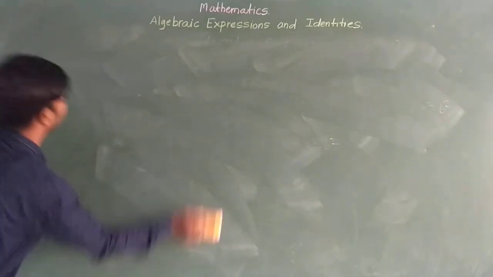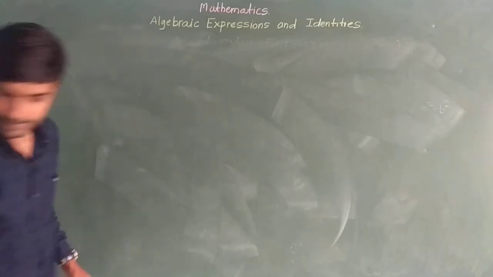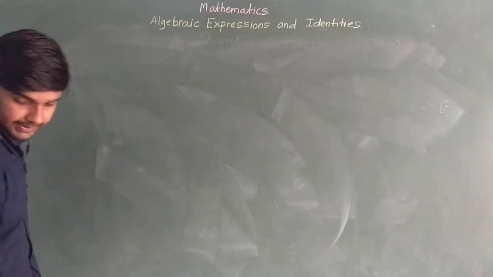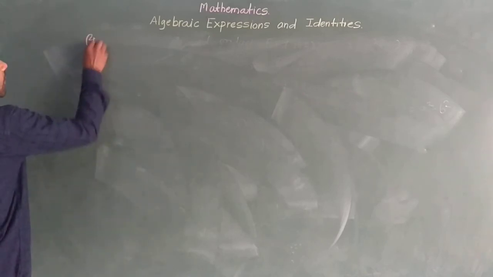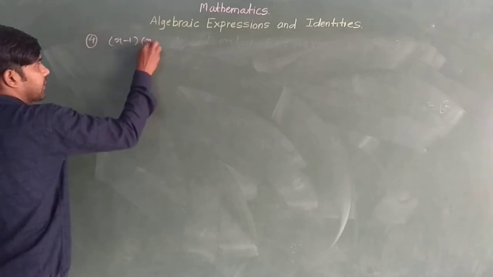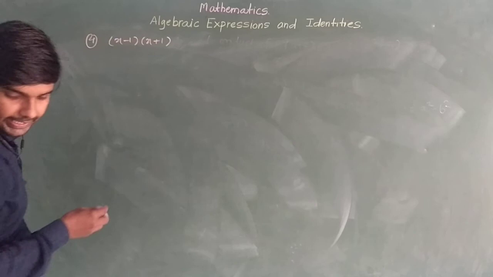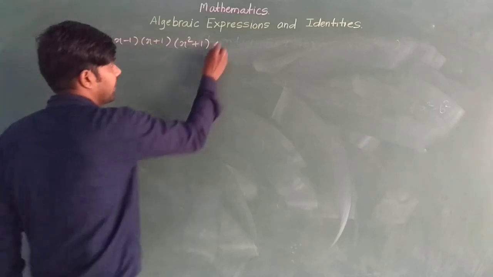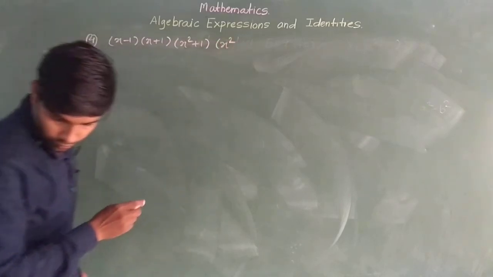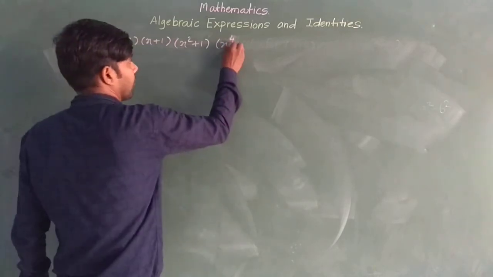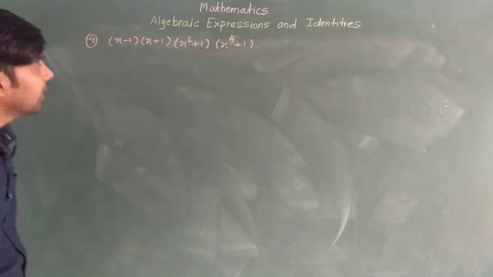Example number 4. Write down: find the product of x minus 1, x plus 1, x square plus 1, and the last bracket x raised to 4 plus 1. Okay, so look here, solution.